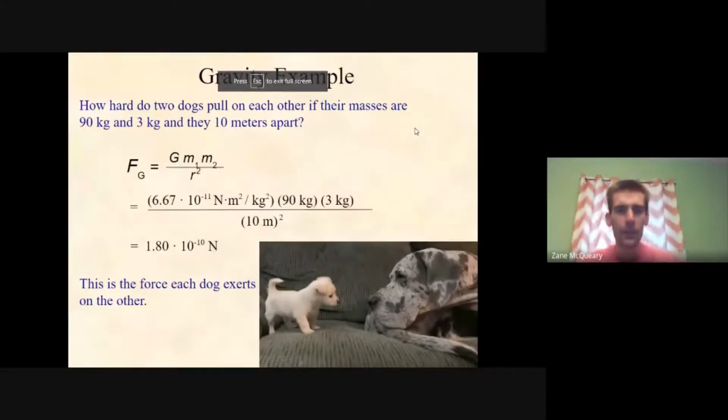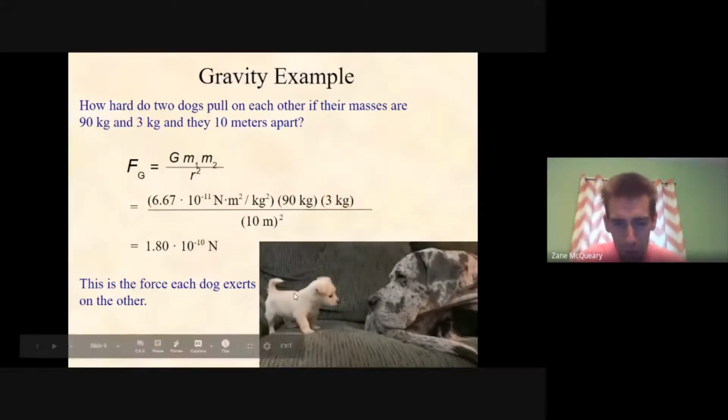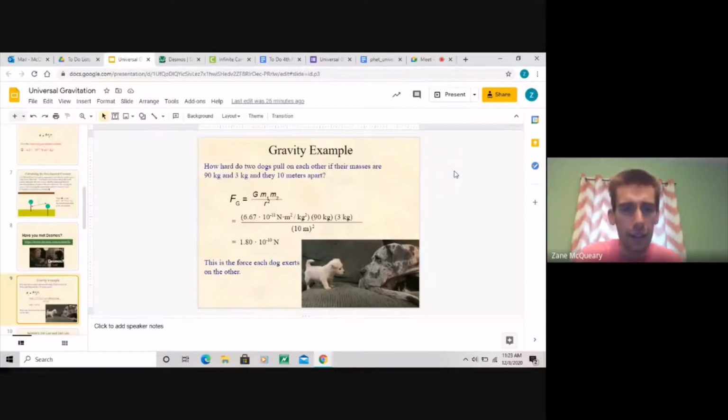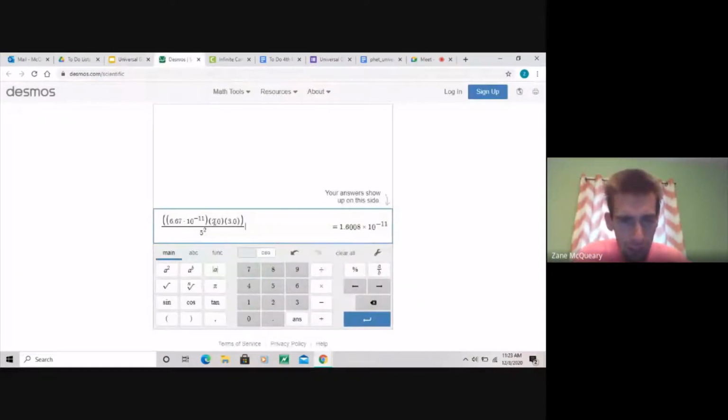Okay, so an example over here, we got 2 dogs pulling each other. This little baby Chihuahua, isn't he cute? And this big Great Dane. They have a gravitational attraction because they both have mass, and we want to figure out how much that is. And the work is shown here before us. If you wanted to do that in Desmos, it's really easy. We do what we did before, except we've got 90 for one of our masses, and 3, and we got 10. And we can see we get the same answer right there. So see how much easier that was instead of trying to plug that into a regular calculator.